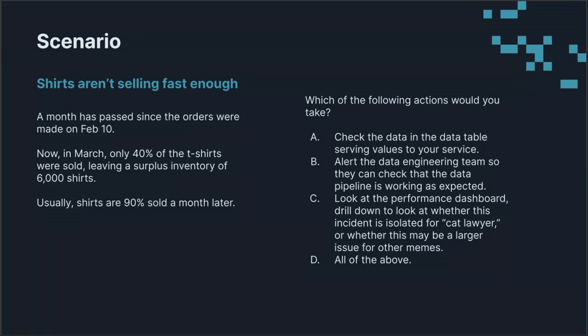Okay, if you chose D, all of the above, you're correct. When there's a problem, it's not always obvious what the underlying root cause is. So you want to start exploring what's going on, and you have to communicate that there's a problem to your stakeholders or teams that might be affected by the problem you're seeing.